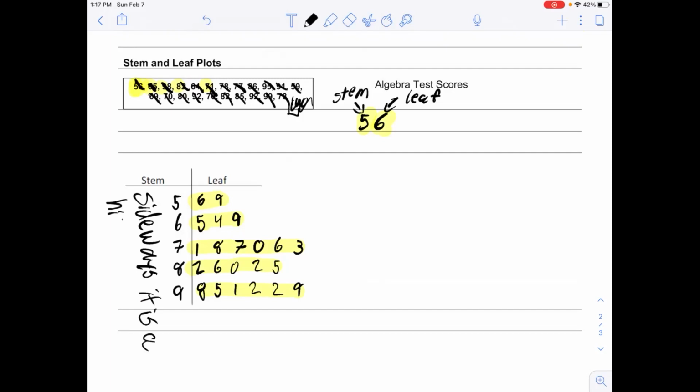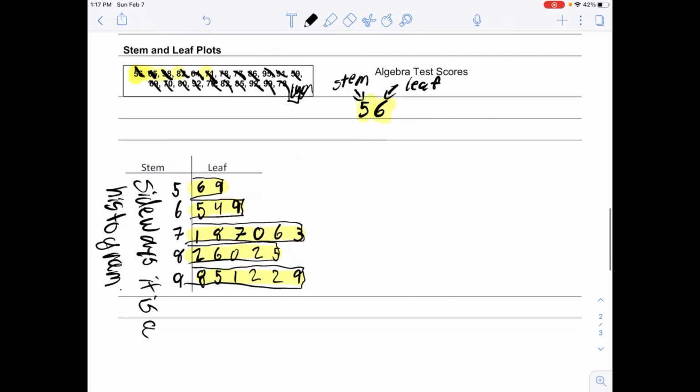So if you turn your screen right now and you look at it sideways, you have a histogram of the 50s, the 60s, 70s, 80s, and the 90s. So a stem and leaf plot is nice because it gives us an easy way to show the data similar to a histogram.